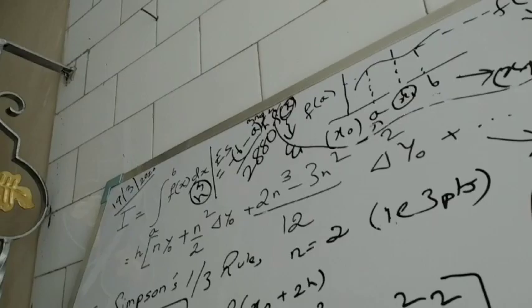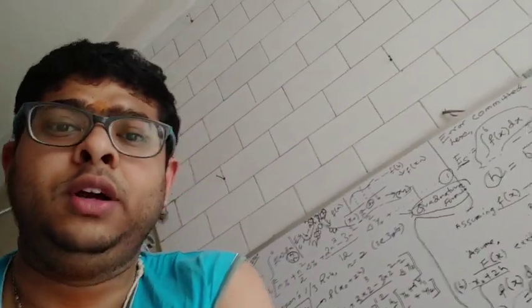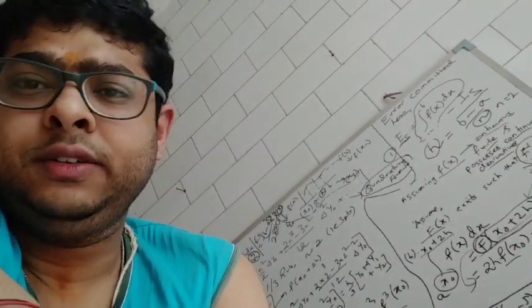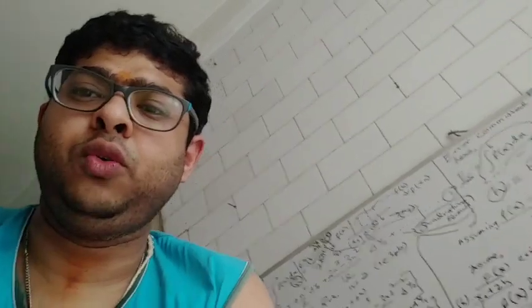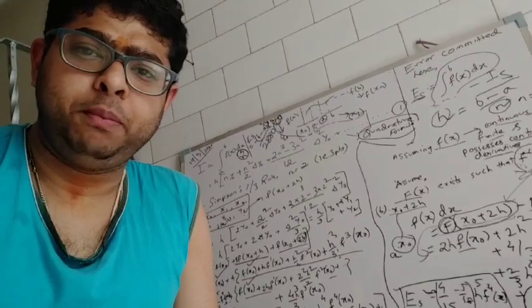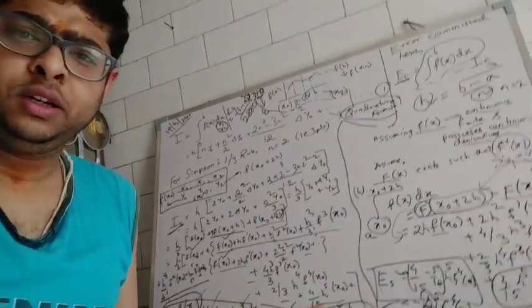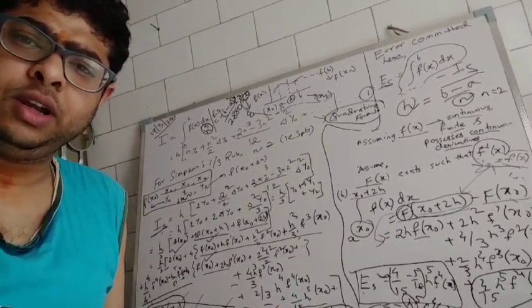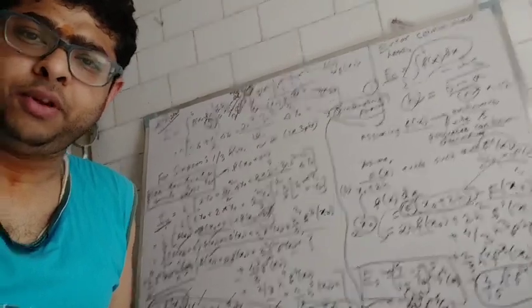In the last class we derived an expression for the trapezoidal rule, and in today's class we have derived an error expression for Simpson's 1/3 rule. These two derivations may come in the exam, so I have discussed them here. Just take out a pen and paper and do it. If you find any difficulty in solving, let me know. I will help you out.